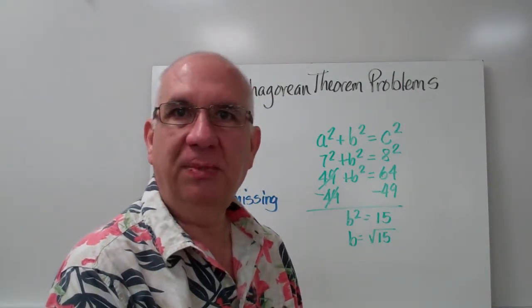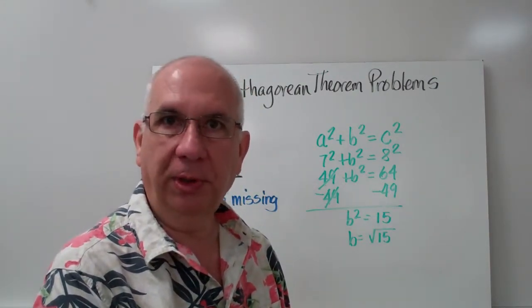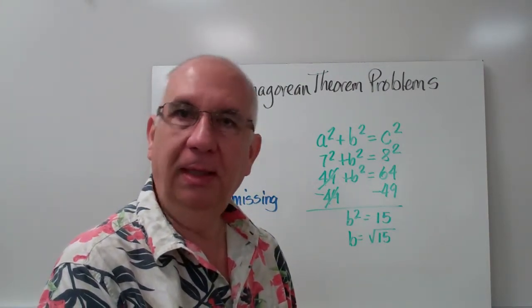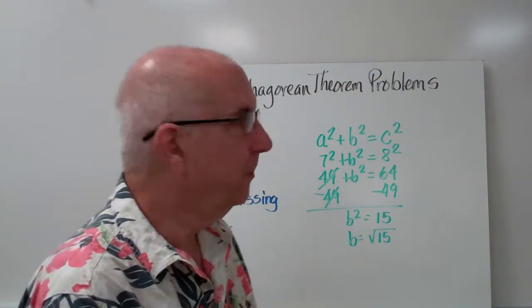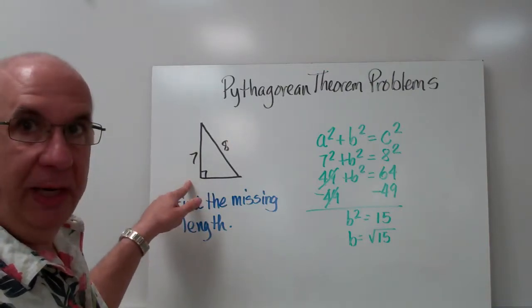Welcome. Today's lesson is about solving triangles using the Pythagorean Theorem. I have two examples for you. One is a very simple one, and then one that takes a little more thought. The first one, you are to find the missing length of this right triangle.